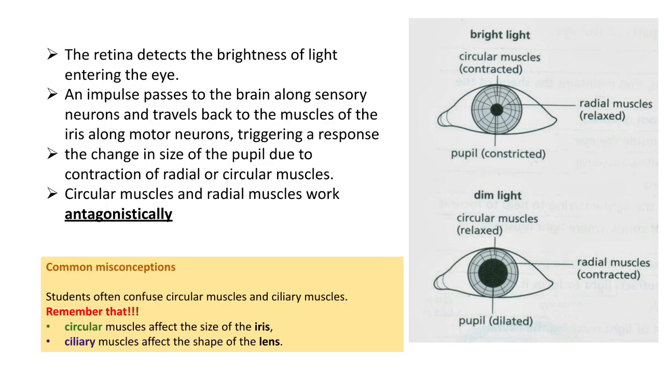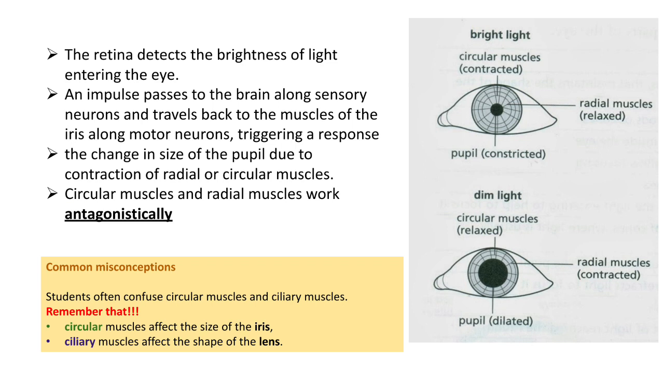The retina detects the brightness of light entering the eye. An impulse passes to the brain along sensory neurons and travels back to the muscles of the iris along motor neurons, triggering a response. The change in size of the pupil is due to contraction of radial or circular muscles. Circular muscles and radial muscles work antagonistically.